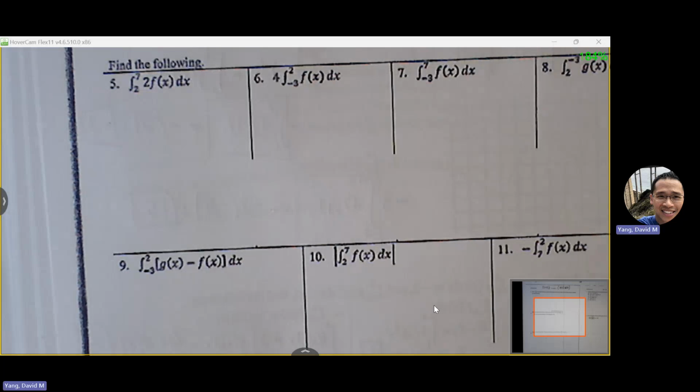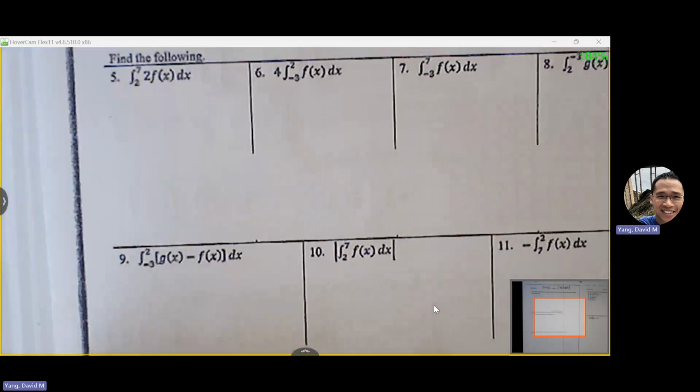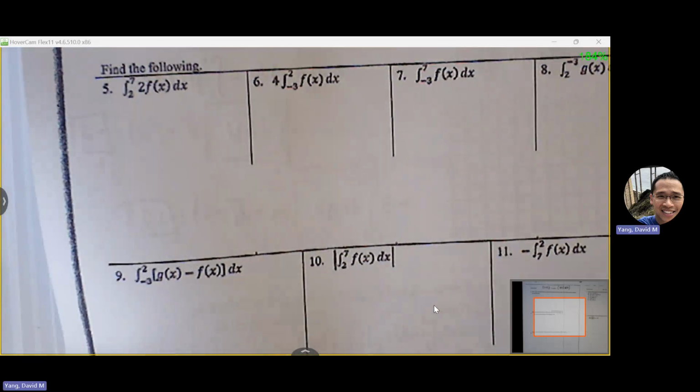Okay, I think we're okay here, right? The back page is just adding regions. Nothing really new beyond the first page.